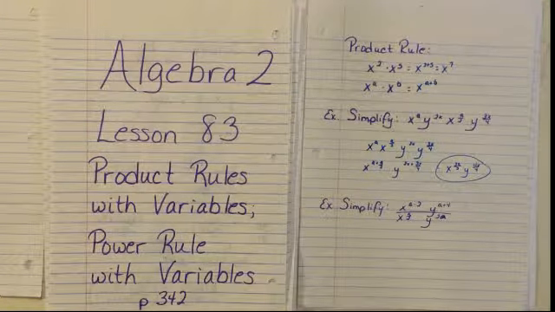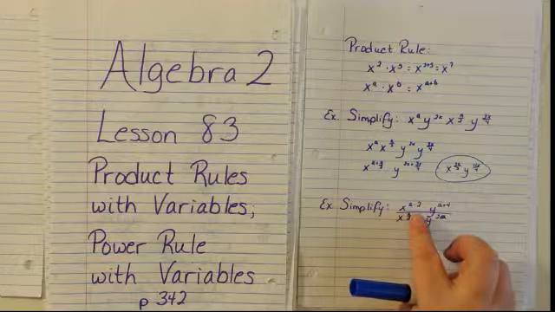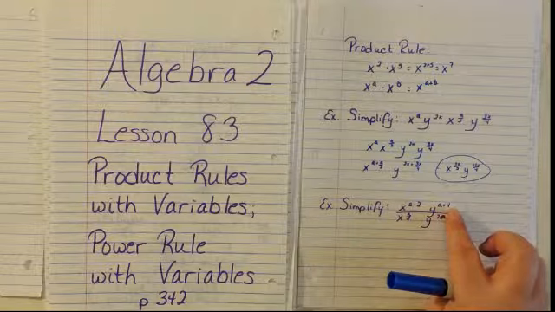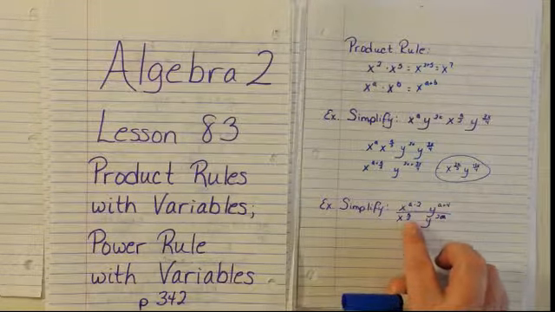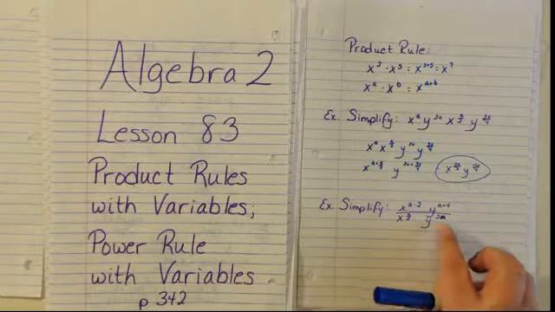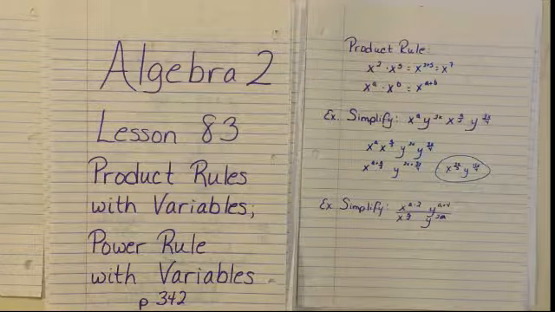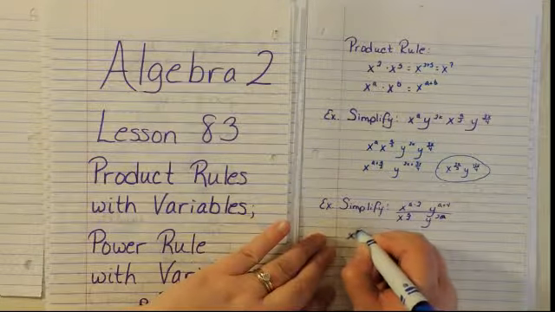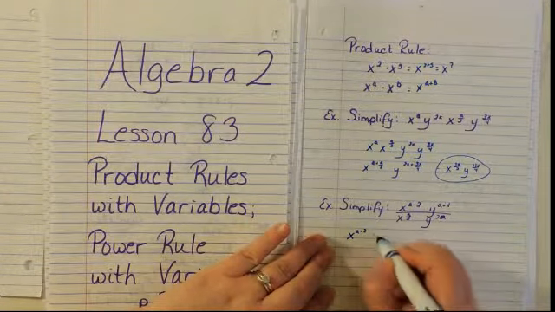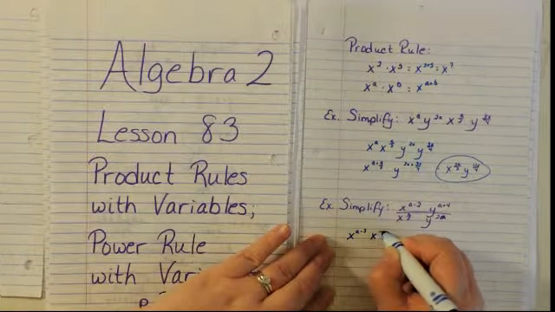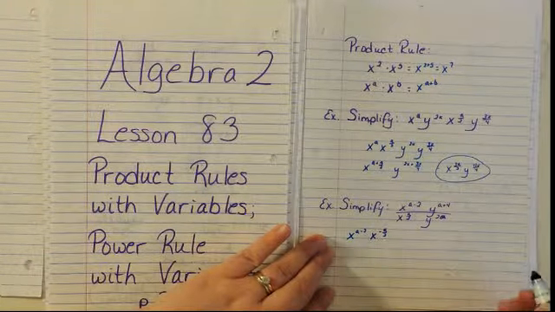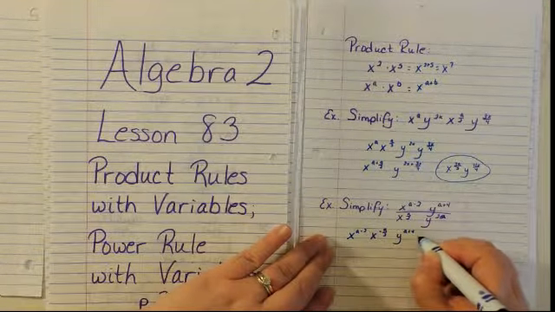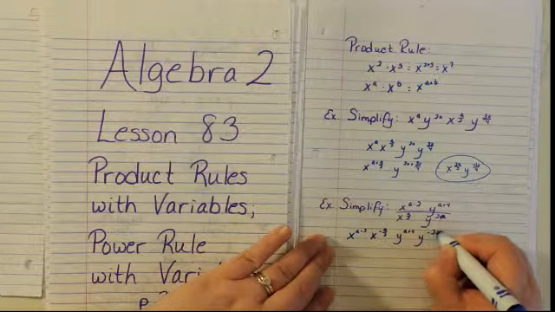Okay, let's try this one. We're simplifying x to the a minus 2 times y to the a plus 4 over x to the a over 2 times y to the 2a. Let's start by getting everything into the numerator. Okay? So we will have x to the a minus 2 times x to the minus a over 2, right? y to the a plus 4 times y to the negative 2a.